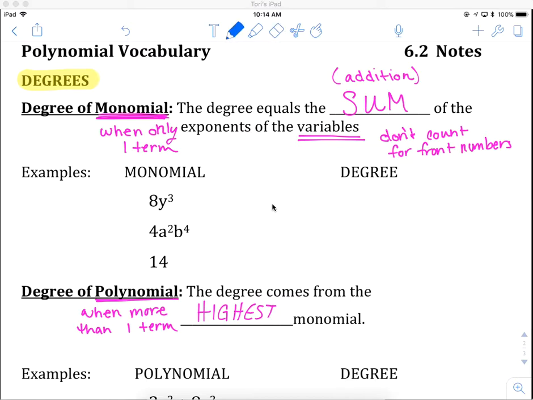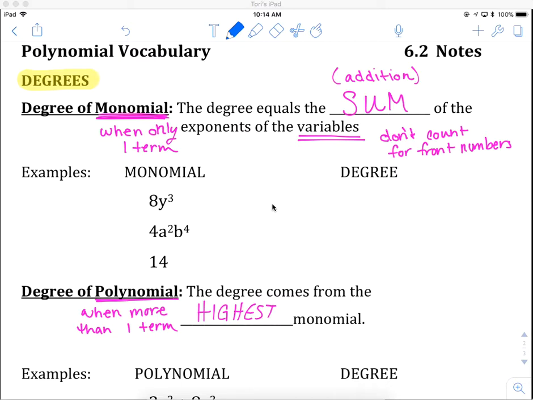Okay, so when we talk about degrees, we're talking about the exponents in our polynomials. That's what degree means, not like the weather, it's talking about exponents. Okay, so if I ask you to find the degree of a monomial, that means I'm only talking about one single term. So the degree is the sum, again, sum means that we're adding, the sum of the exponents on the variables. We do not count the front numbers.